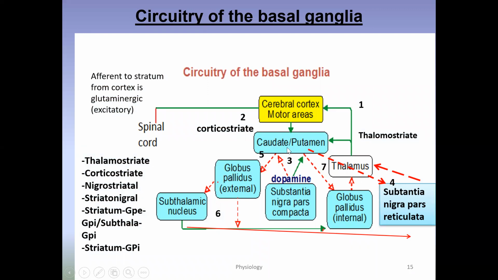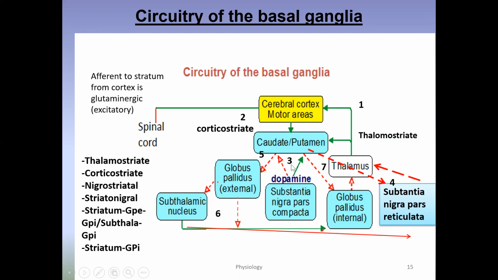Now, the first internuclear connection is substantia nigra pars compacta to the striatum. Remember that here they have two receptors, D1 and D2. D stands for dopamine. Whenever dopamine is released from the substantia nigra pars compacta and acts on D1, it is excitatory, and whenever dopamine binds to the D2 receptor, it is inhibitory. So substantia nigra pars compacta to the striatum is one internuclear connection.